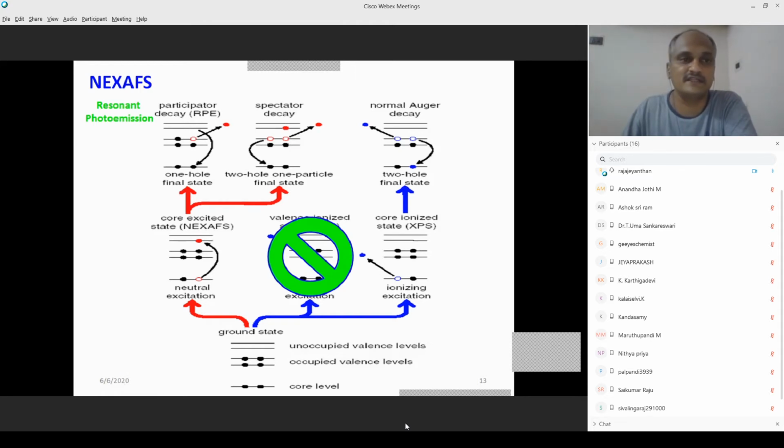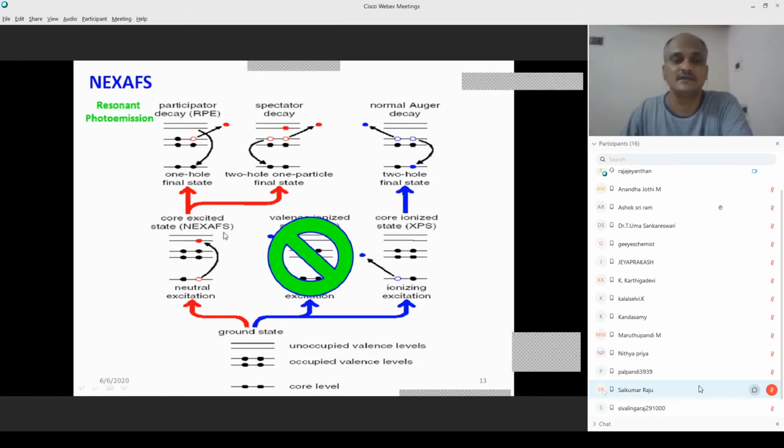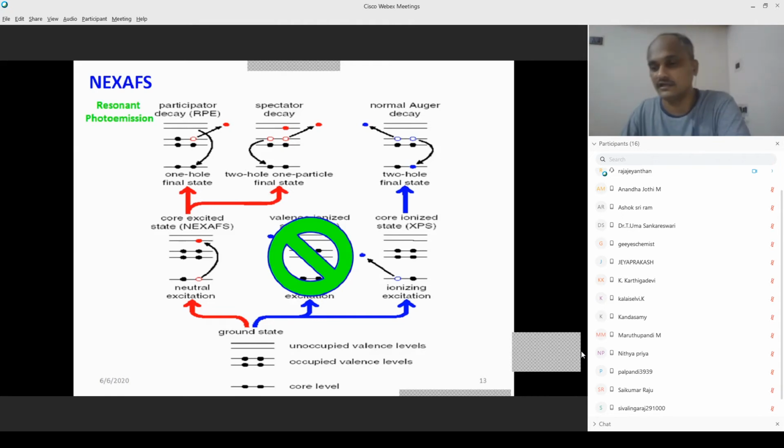There are two types of decay that will happen in NEXAFS spectroscopy. We are much interested in NEXAFS spectroscopy. What is the thing you have to keep in mind? There is a neutral excitation, right? After that, it will go for two types of autoionization. One is called participator decay, and the next one is called spectator decay.